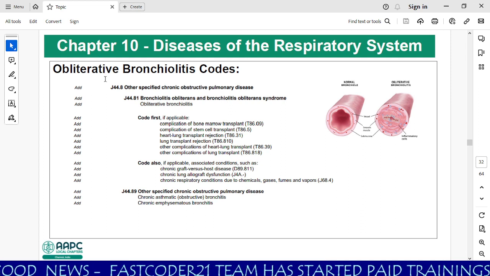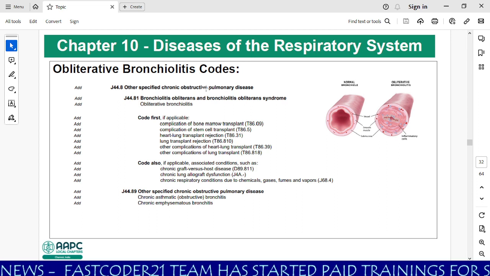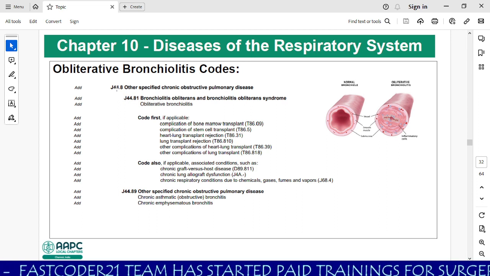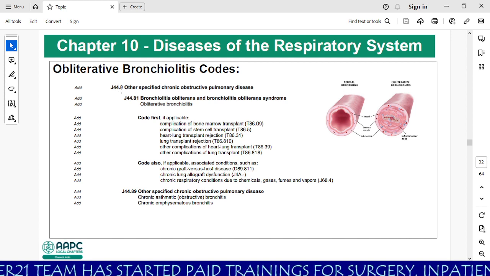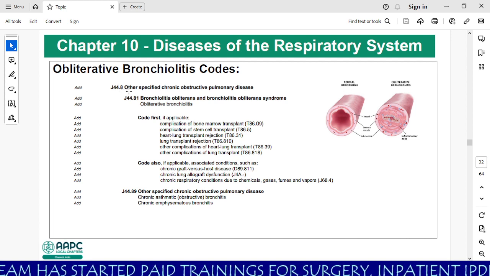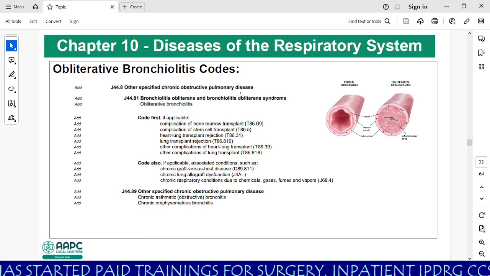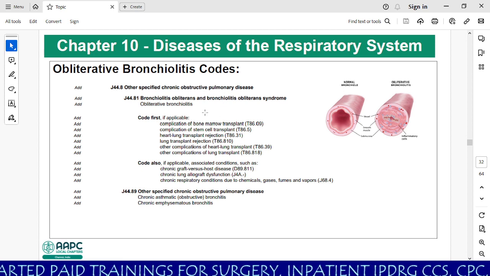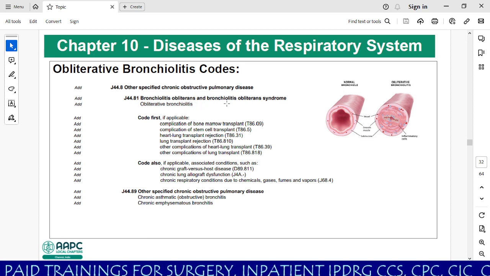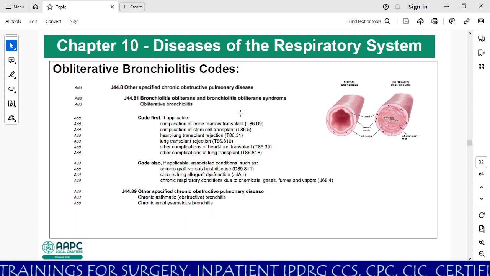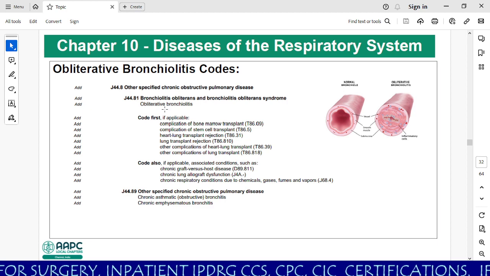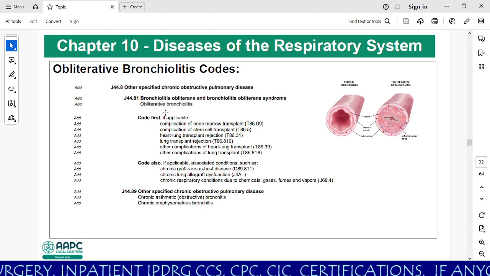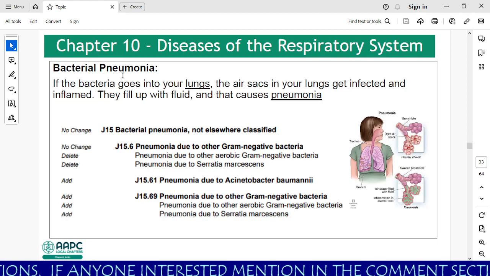If we check obliterative bronchiolitis codes, these are all new codes, so we need to remember. Here J44.8 other specified chronic obstructive pulmonary disease. So whenever we see bronchiolitis obliterans and bronchiolitis obliterans syndrome, we need to code J44.81 subcategory. So next one is for bacterial pneumonia.